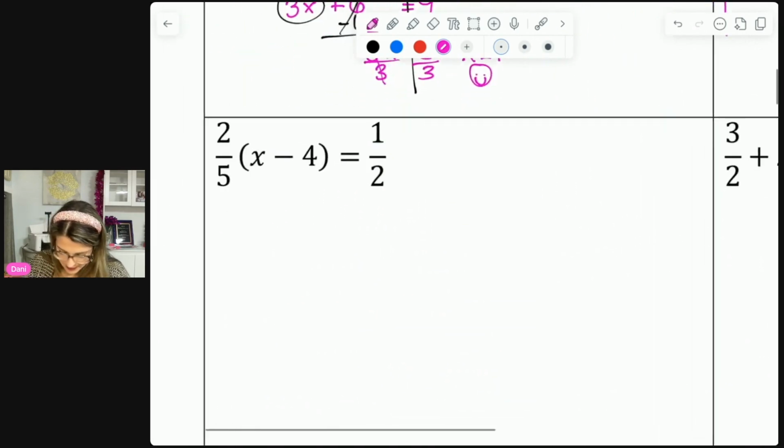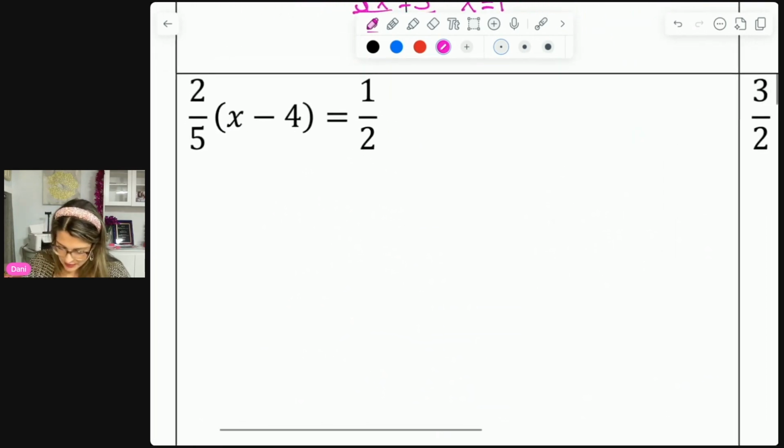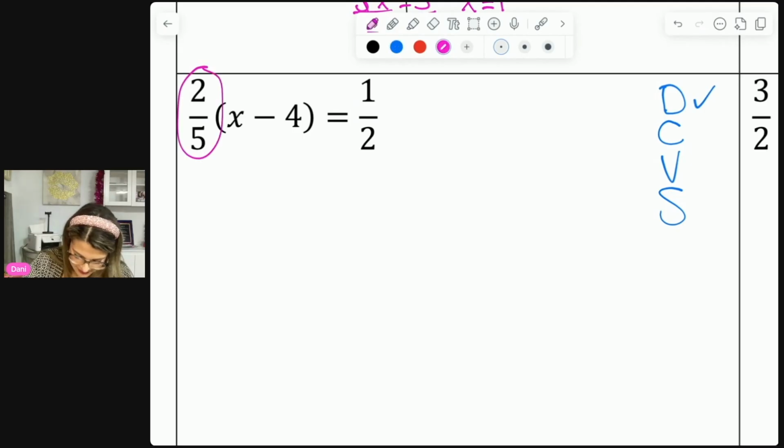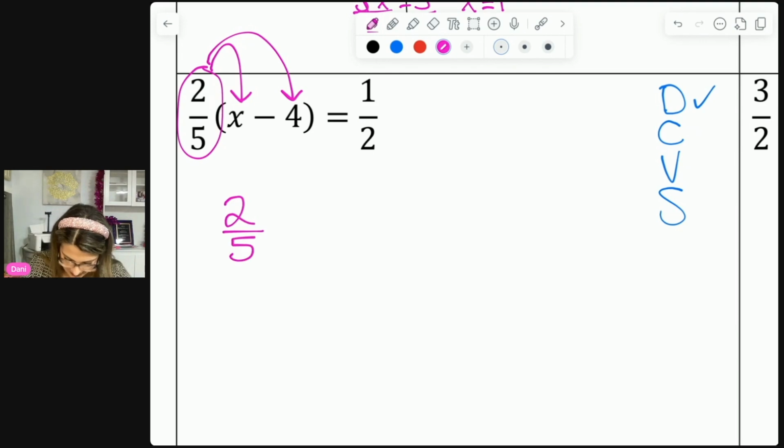Let's do this one. Okay. So let's write my little DCVS over here. Now this one we can distribute, which is very exciting. So this 2/5. And there's more than one way to start this. Technically, I didn't have to do this, but I'm going to simplify it because that's just how I roll. So we have 2/5 times x. That's 2/5 x, or you can even write it as 2x over 5. It's the same, all good.